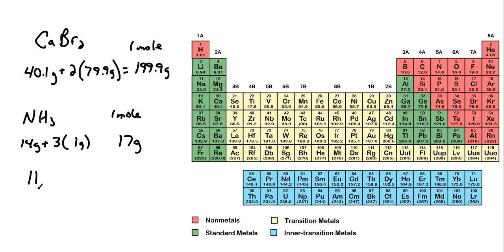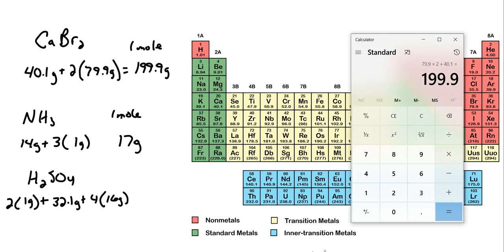Let's take sulfuric acid, H2SO4. So we got 2 hydrogens, 2 times, we're going to do 1 gram here. We got 1 sulfur, 32.1 grams, plus we got 4 oxygens. Oxygen is 16 grams.